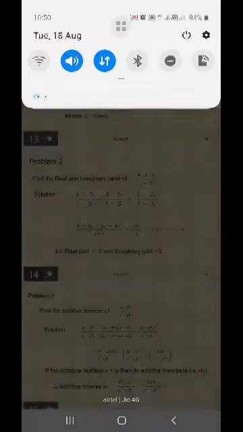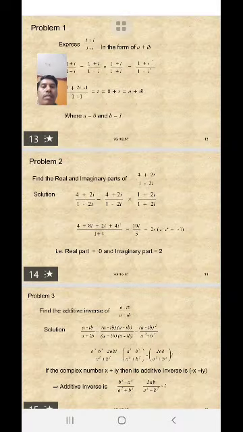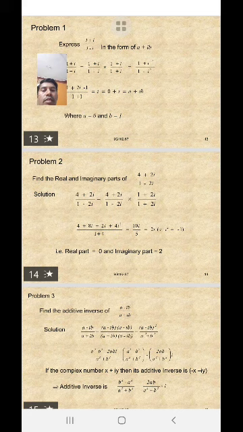Next question. So here real part equal to 0 and imaginary part equals to 2. In the second problem, we already know. Now third question.